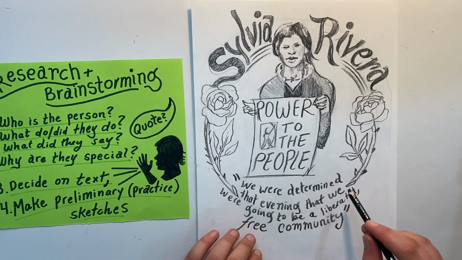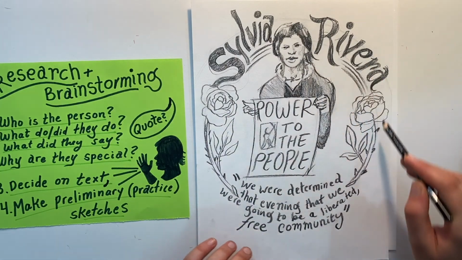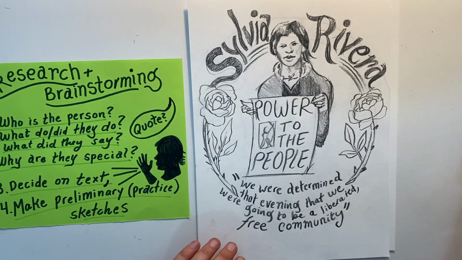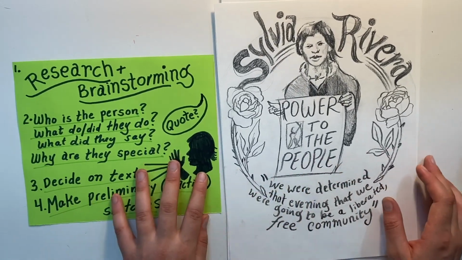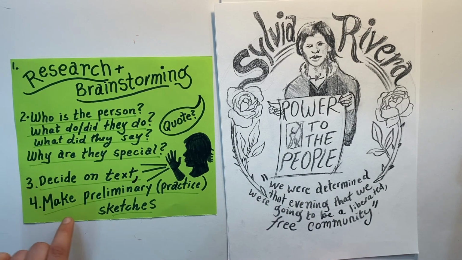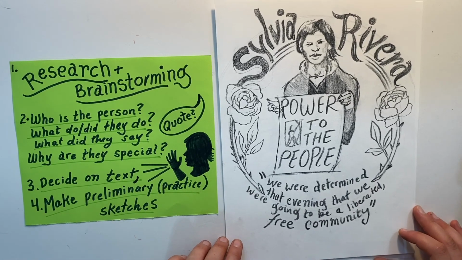We're just going to think about getting that preliminary design, just where all the different elements are going to be. So just to go over again, our first steps are research and brainstorming, figuring out who we're going to make our poster of. We're going to decide on the text we want on our poster, and we're going to do preliminary practice sketches, just with pencil and paper.